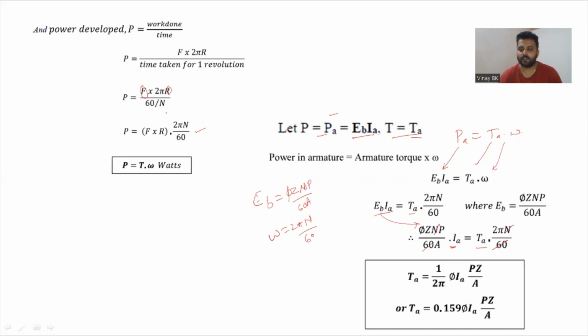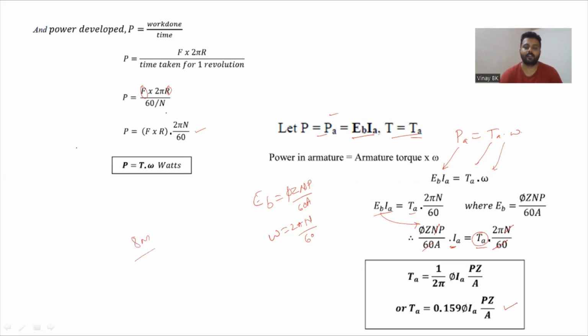So for the rest of the part, Ta is given by 1 divided by 2 pi into Ia Pz by A. So 1 by 2 pi is nothing but 0.159. So you can write 0.159 phi into Ia Pz by A. This much you have to write in the examination because they asked it for 8 marks.